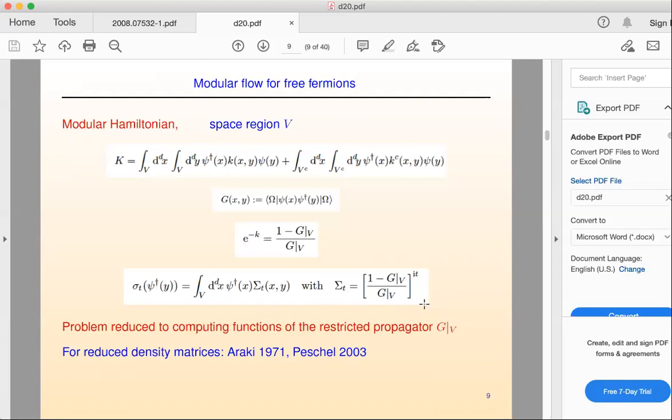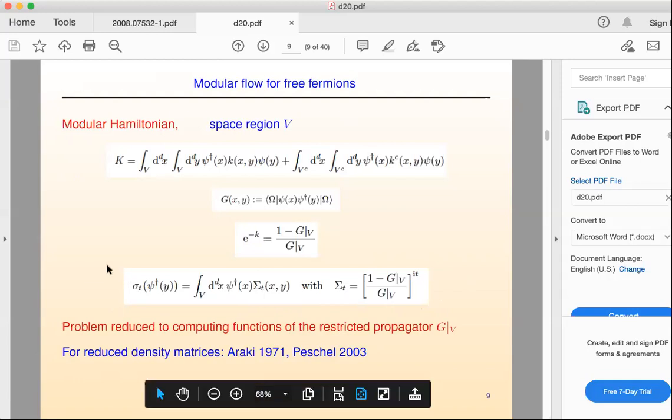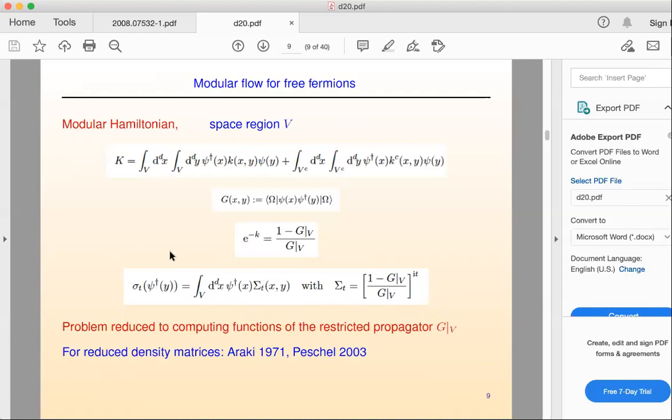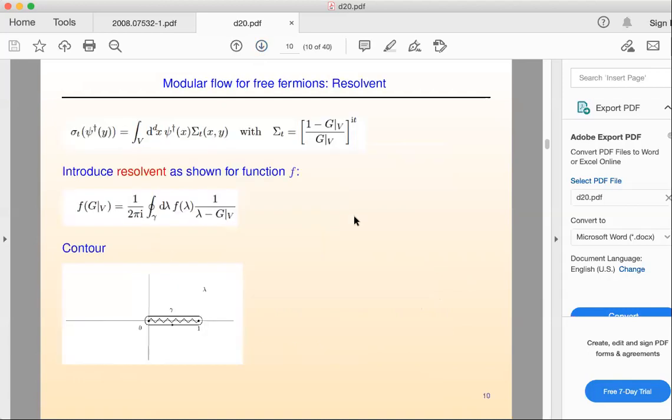But now the point is that in this paper we found a particular way to actually evaluate this expression for concrete examples. Okay, so again, this is the expression that we want to evaluate. And so the idea was to use some resolvent technique. This is here just shown for an arbitrary function f.